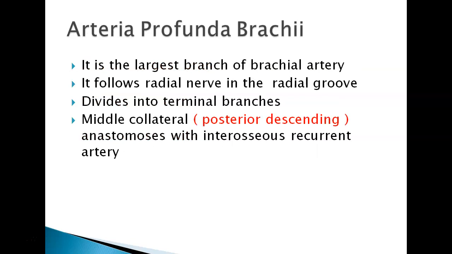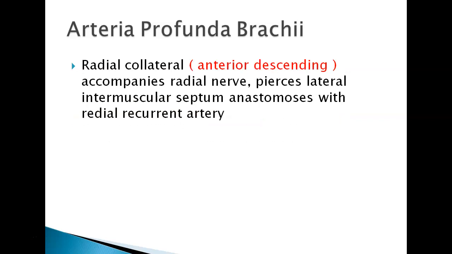Then we come to another, that is branch of brachial artery, arteria profunda brachii. This is the largest branch of brachial artery. It follows radial nerve in the radial groove. It divides into 2 terminal branches. One of the terminal branches is called middle collateral, also called as posterior descending. This artery anastomoses with interosseous recurrent artery. Then we have another terminal branch, that is radial collateral, also called as anterior descending. This artery accompanies radial nerve, pierces lateral intermuscular septum, and anastomoses with radial recurrent artery.